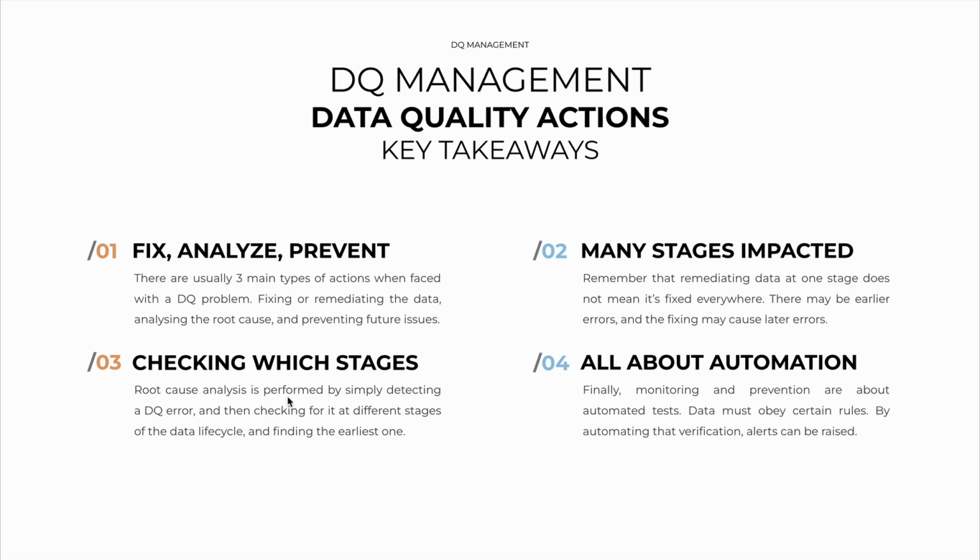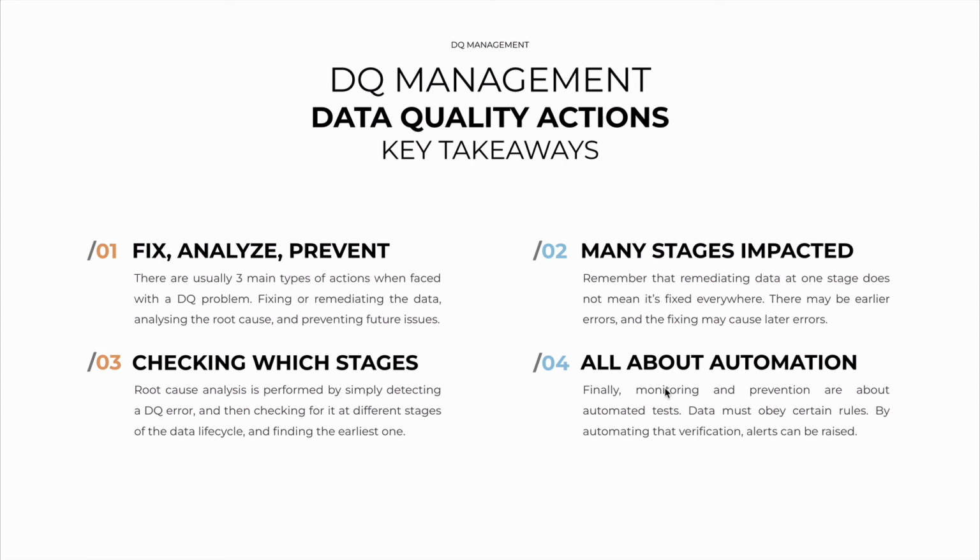Then, root cause analysis is performed by simply detecting a data quality error and then checking for its presence at different stages of the data lifecycle and finding the earliest one where the error is present. But naturally, this assumes that you do have that kind of data flow and that you can also profile information at different stages. Both of these may not be guaranteed in a given organization.